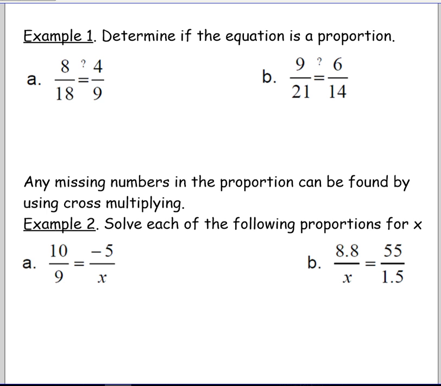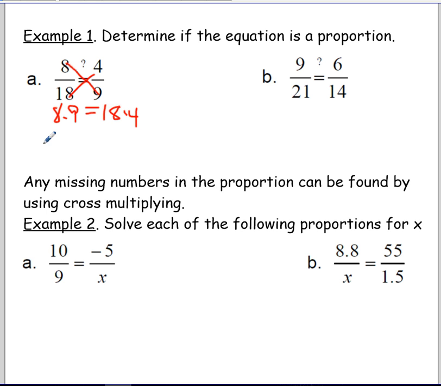So here's a couple examples. We first have 8 over 18, and we need to know if that is equal to 4/9. Instead of reducing them to the lowest terms to see if they're matching, a quicker way might be to cross multiply. So, 8 times 9 will be the same as 18 times 4 if this proportion is true.